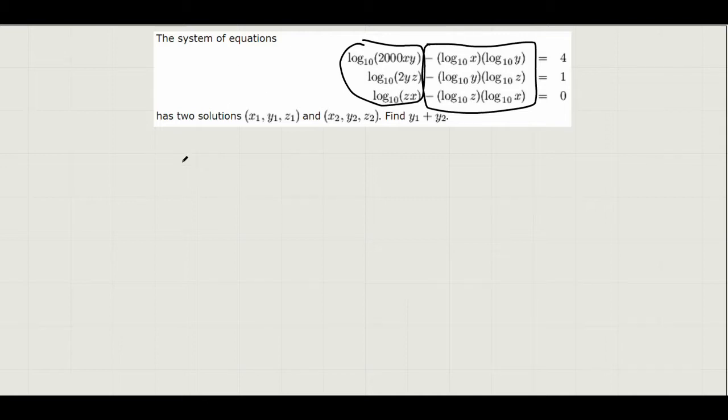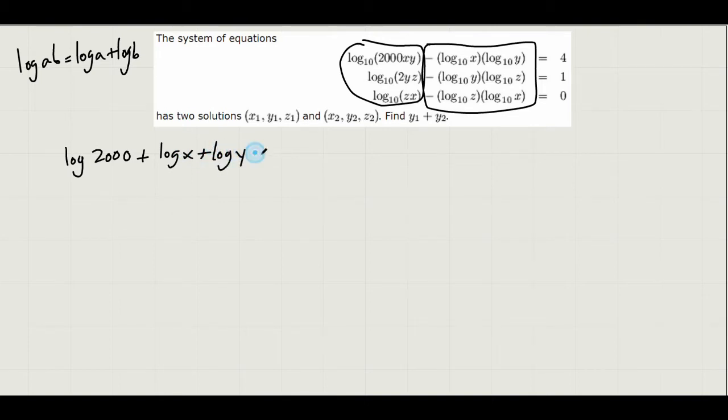So to do this, we revert to a very well-known property of logs, that log AB equals log A plus log B. So if you do that, you can actually split log base 10 2000xy into log 2000 plus log x plus log y equals log 2000xy. So you can see where this is going.